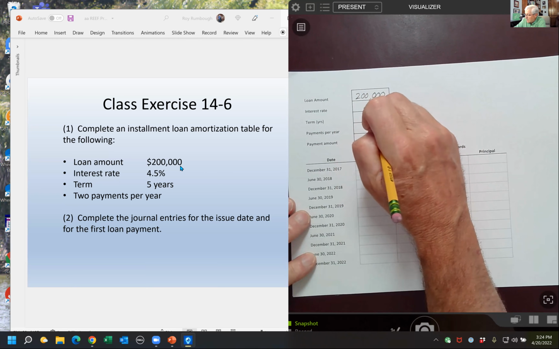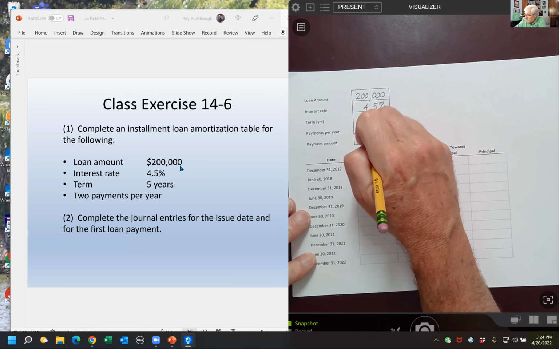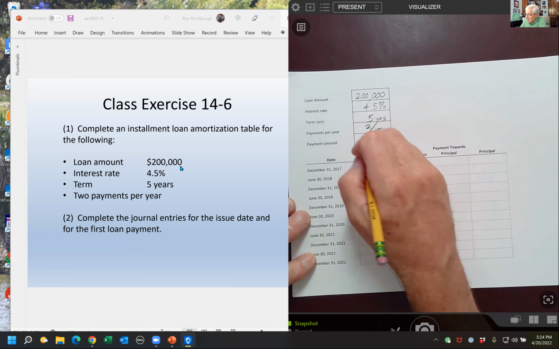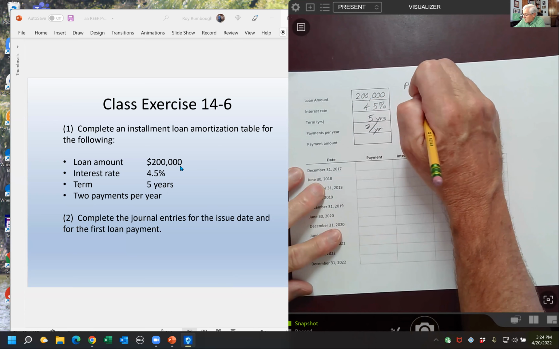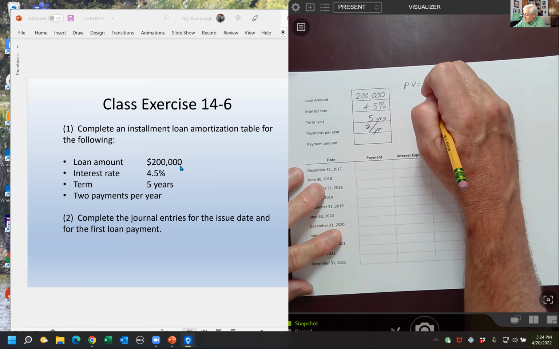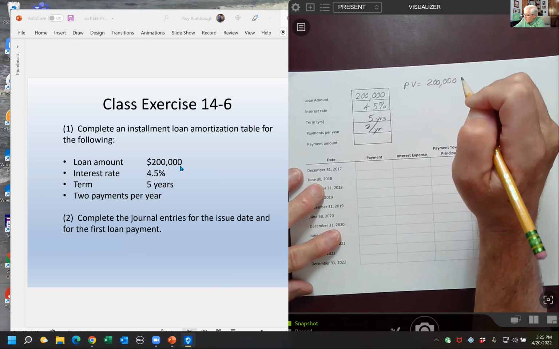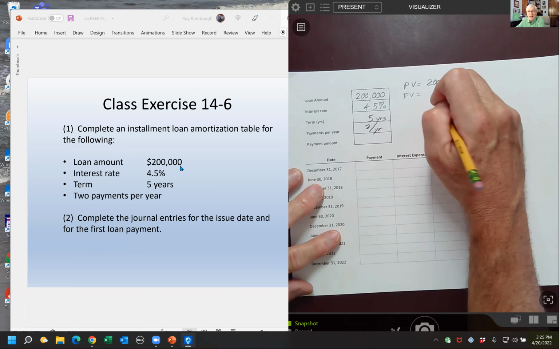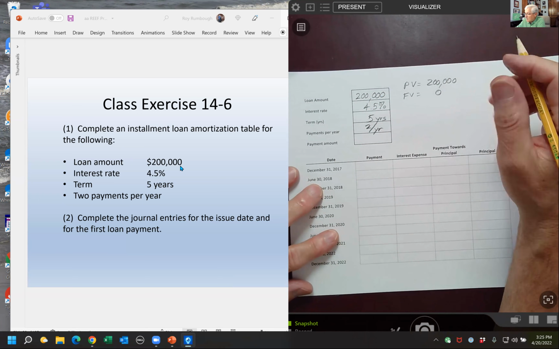Term is 5 years. Payments 2 per year. And the payment amount, we've got to calculate. Well, that's pretty easy, because let's say we have the things here. Present value equals 200,000. And future value equals 0. At the end, we're not going to owe anything. We don't have another payment at the end. We just have all these payments.